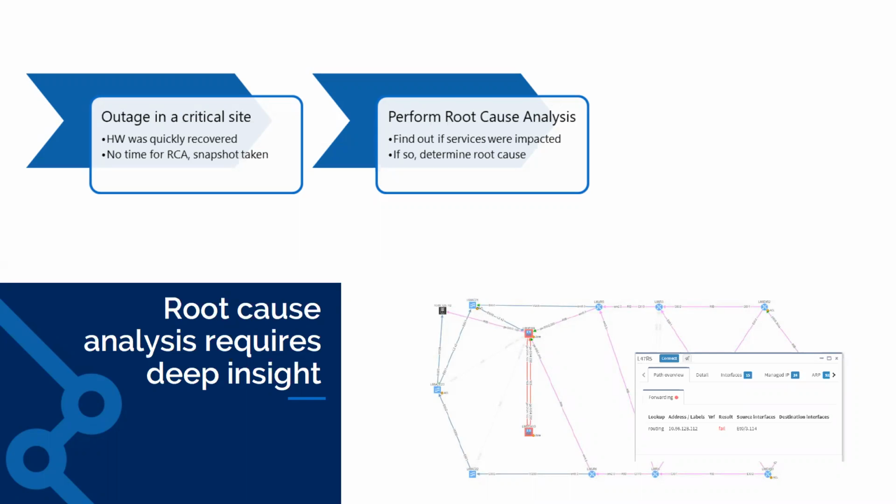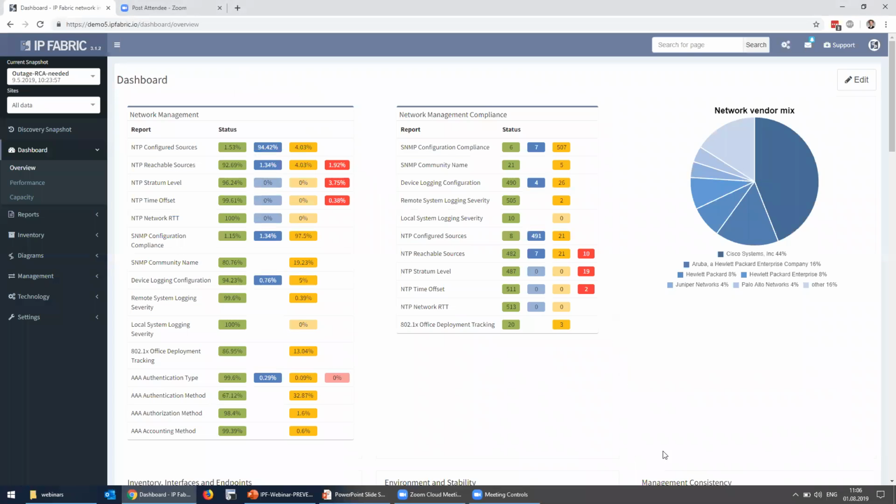So looking at this scenario and how the IP Fabric platform can help, first of all, when an outage happens and operators need to recover the service as quickly as possible, the platform can be used to take a snapshot during the outage. So in this case, we did take a snapshot during the outage. We named this snapshot to say that there was an outage and root cause analysis is needed.